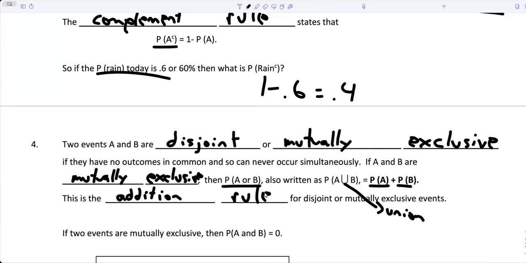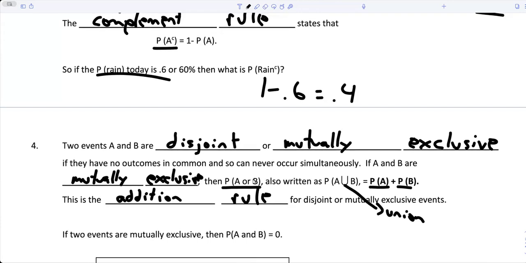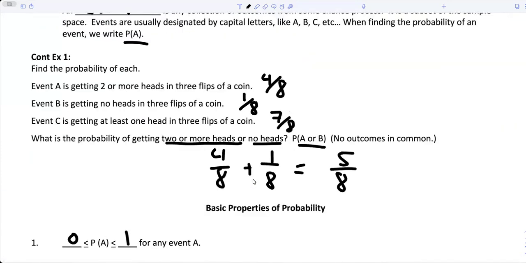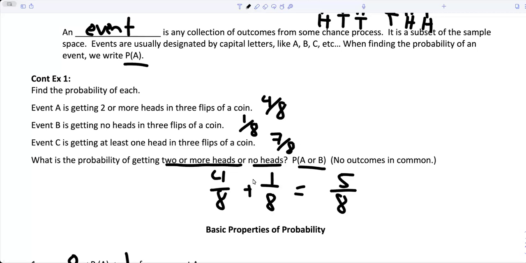Well, we already looked at this rule, right? Look back. Is it possible to get 2 or more heads or no heads at the same time? No, so those 2 events are disjoint or mutually exclusive. And so to find the probability for 2 mutually exclusive events, we add the probability of A plus the probability of B. This is called the addition rule for mutually exclusive events.